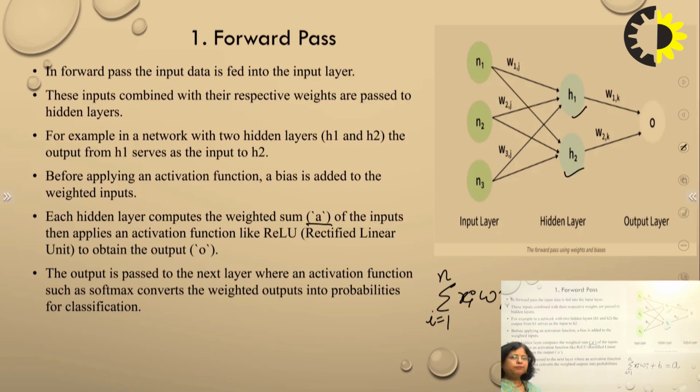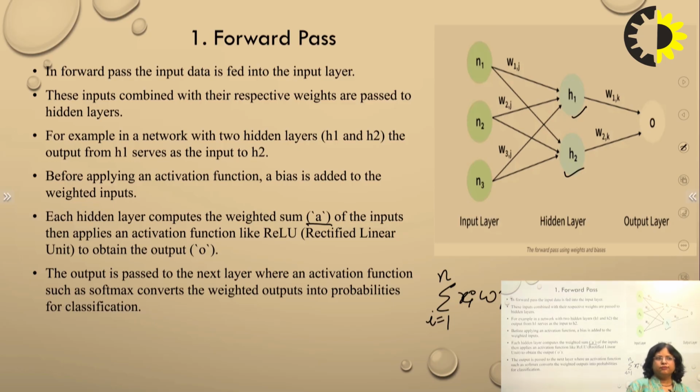Now we can apply the activation function as per our requirement on this a, so that we get the value according to our requirements. So each hidden layer computes the weighted sum of the inputs and then applies an activation function like ReLU, rectified linear unit, to obtain the output. Now when we obtain this output, it is forwarded to the output layer.